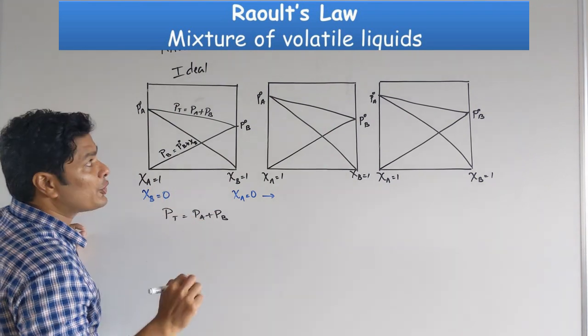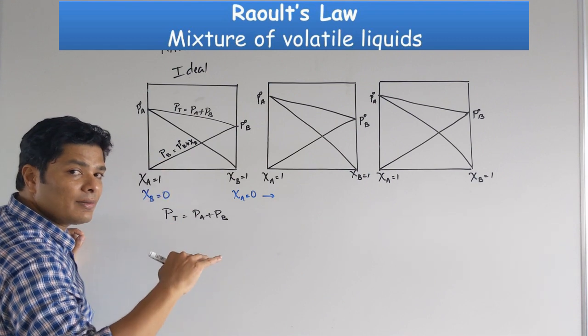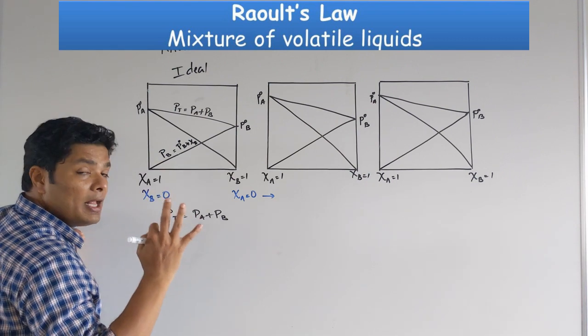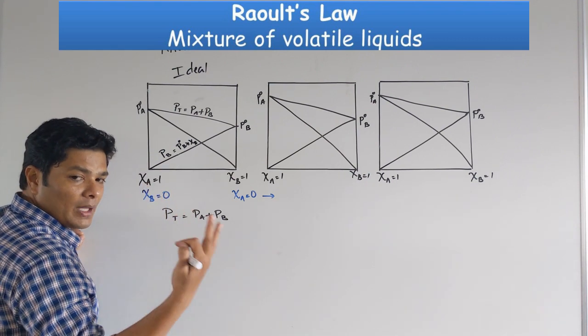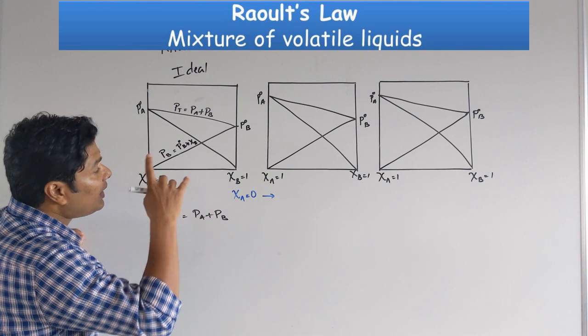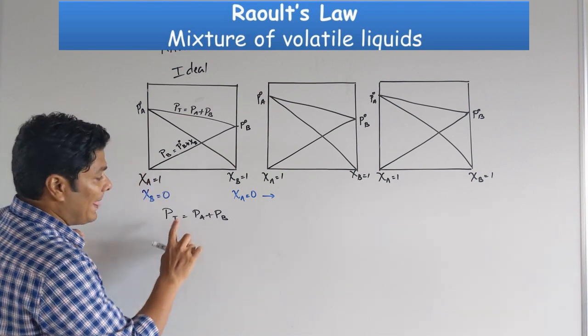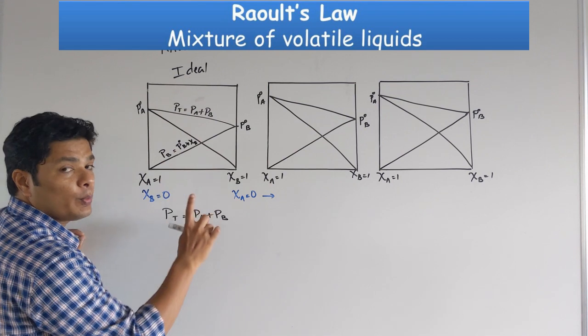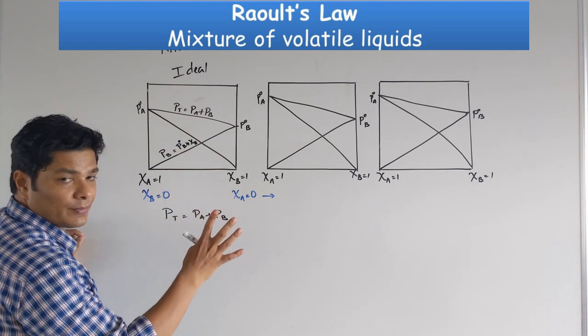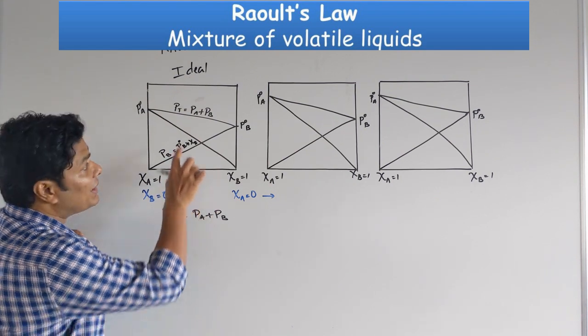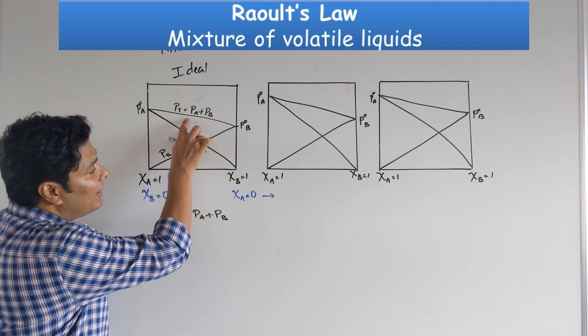An ideal solution has three conditions, and this has come as one of the NEET questions itself. Which among the following is not a property of an ideal solution? Condition number 1, an ideal solution has to obey Raoult's law at all conditions. It has to follow this graph, this line.